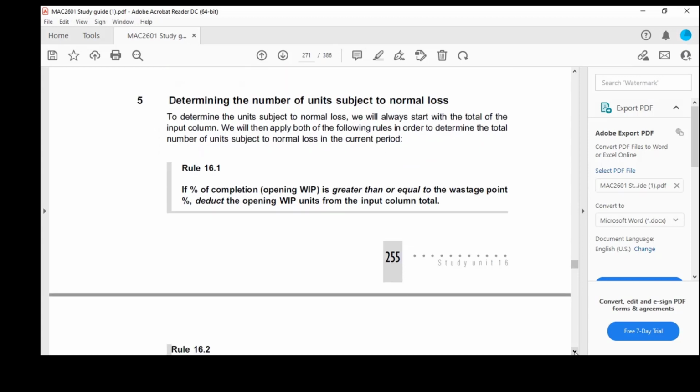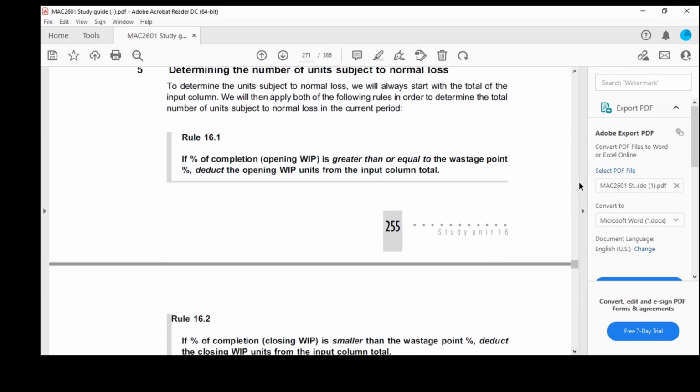Sorry. All right, so let's determine the rules. I did say that we're gonna look at the rules of normal loss. We're still under normal loss. So rule number 1. To determine the unit subject to normal loss, we always start at the input column. What did we start with, right? We will then apply the following rules to determine your normal loss for the current period.